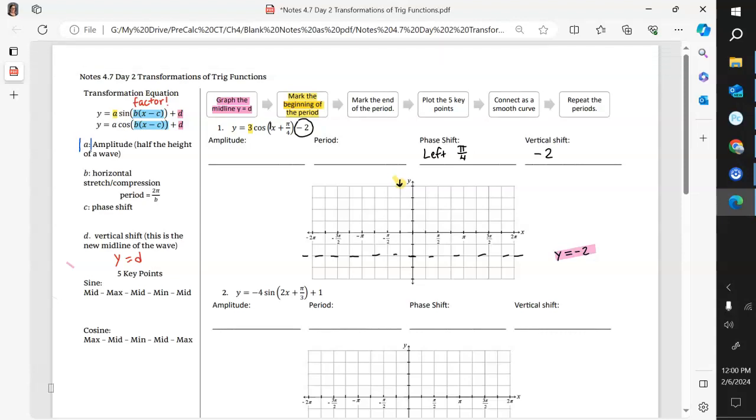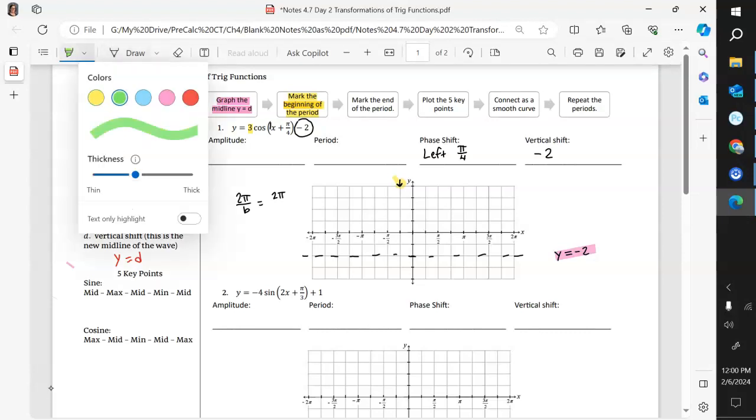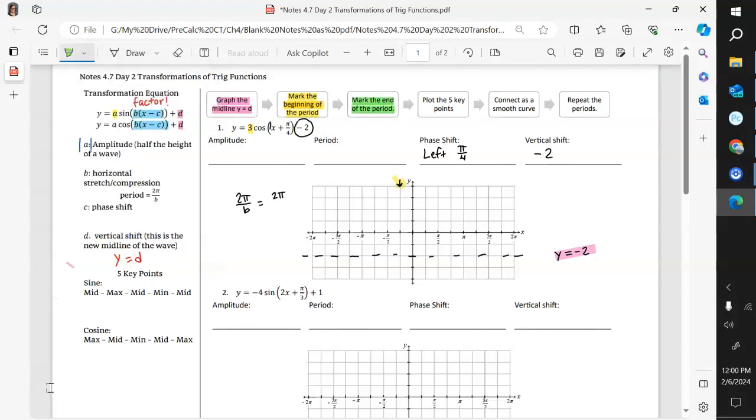Then I'm going to mark the end of the period. To figure out the end of the period, I'm going to do 2 pi divided by b. For us, b is 1, so that's just going to be 2 pi. My period is going to end when I get to 2 pi from pi over 4. So here's pi over 2, here's pi, here's 3 pi over 2, here's 2 pi. This is the end of my period.